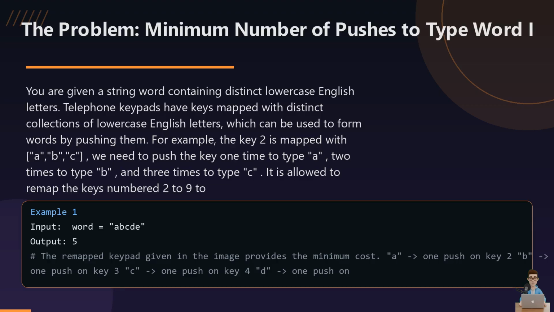You'll type each letter's number key that many times to spell out the word, choosing which letters go on which key yourself. Up to 8 distinct letters per key. Your job is to figure out the best way to assign letters to keys based on how often each letter shows up, so that typing the whole word takes the fewest key presses possible.